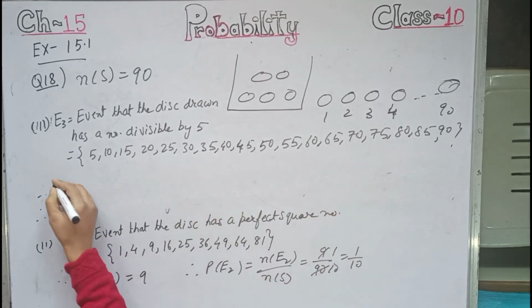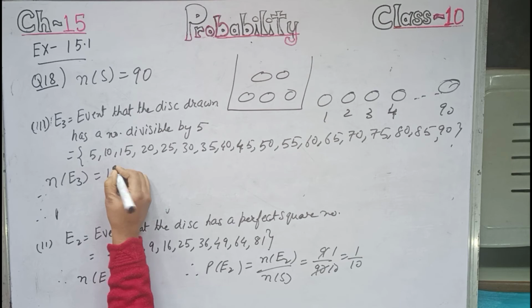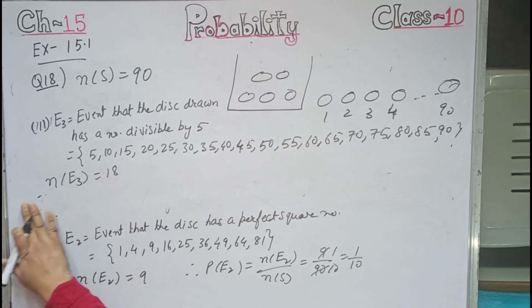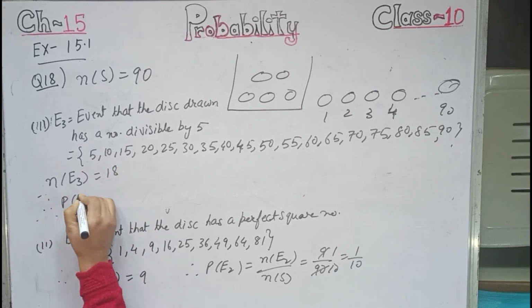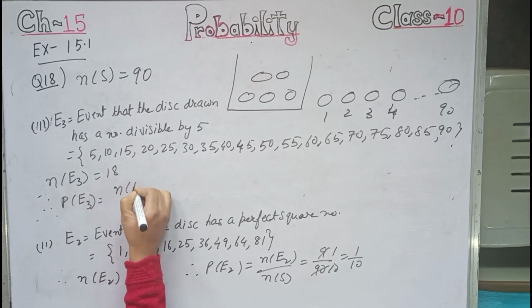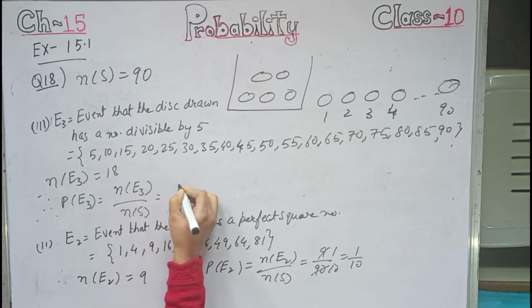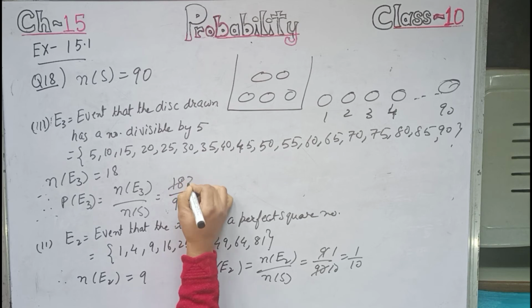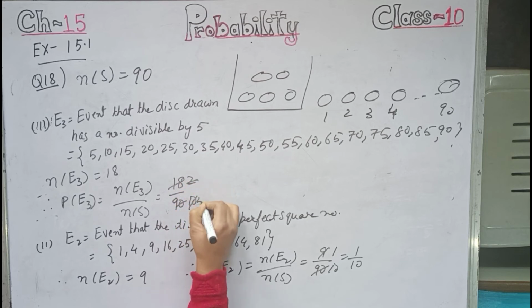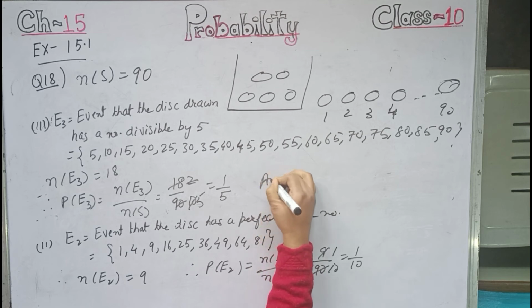So we can write over here NE3 equals to 18. Therefore, PE3 equals to NE3 by NS equals to 18 by 90 equals to 1 by 5. So this is the answer.